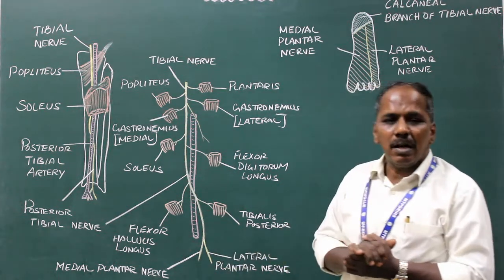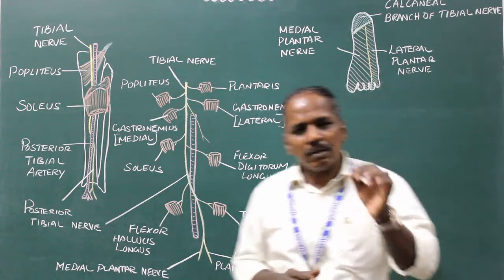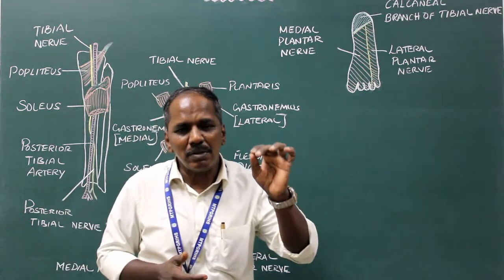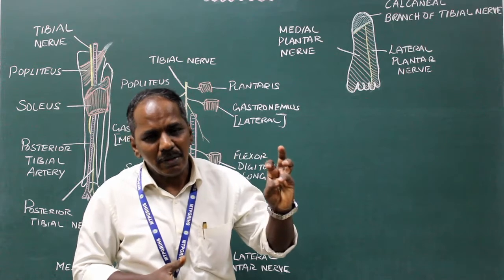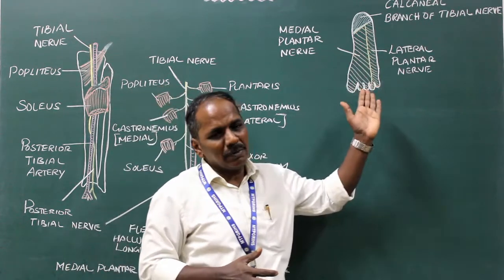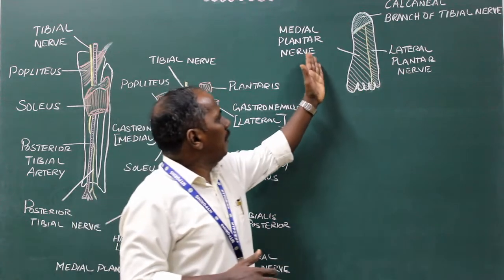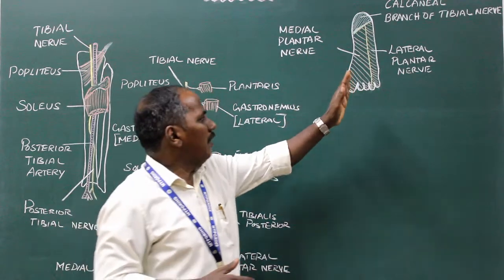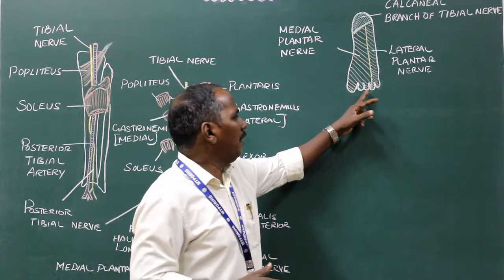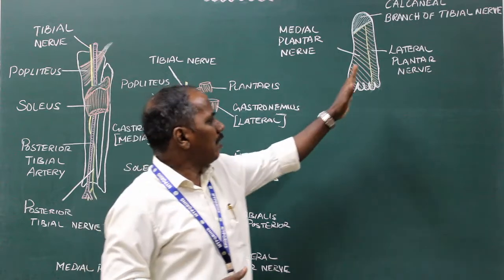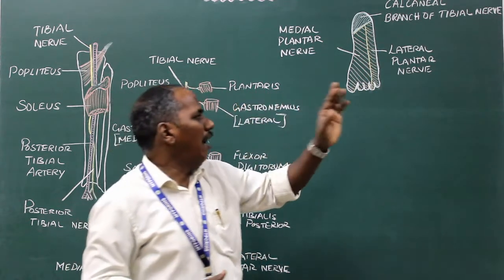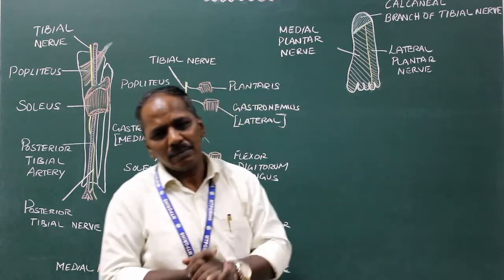Medial and lateral plantar nerves. These are the main nerves which supply the structures present in the sole of the foot, that is the muscles of the sole of the foot, the joints and also the skin over the sole of the foot. So the medial plantar nerve supplies the medial half of the sole of the foot and also the medial 3.5 digits. The lateral plantar nerve supplies the lateral part of the sole of the foot and lateral 1.5 digits.